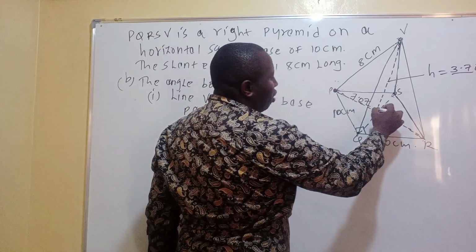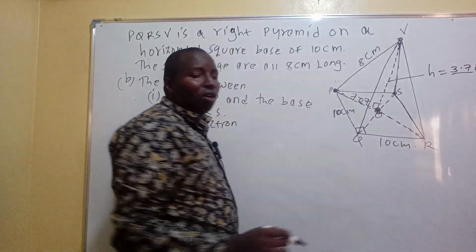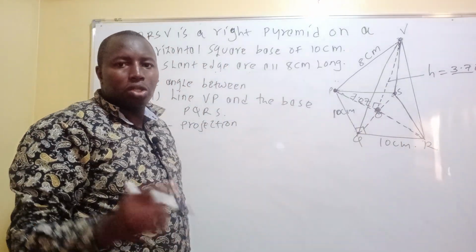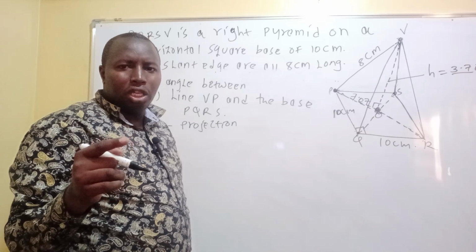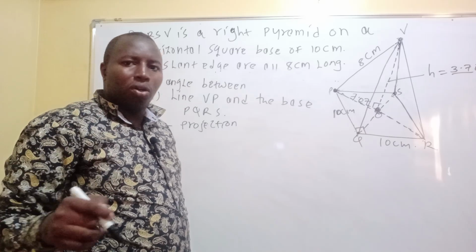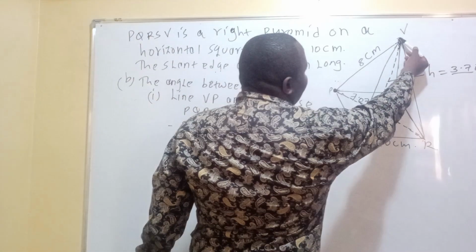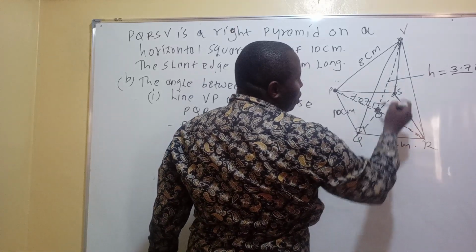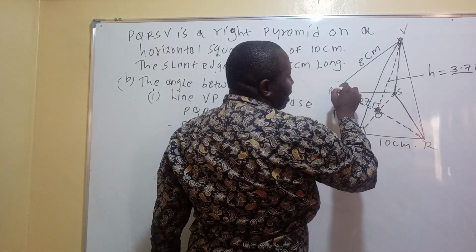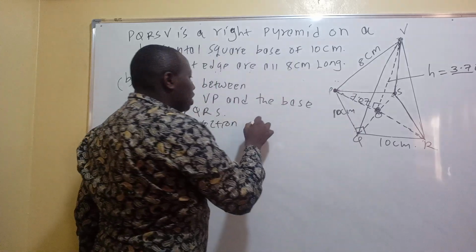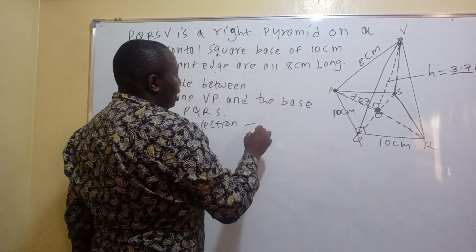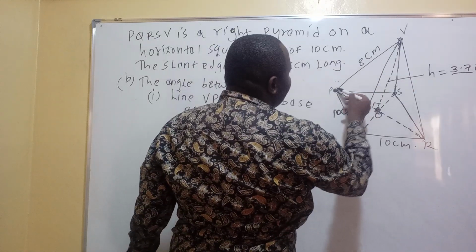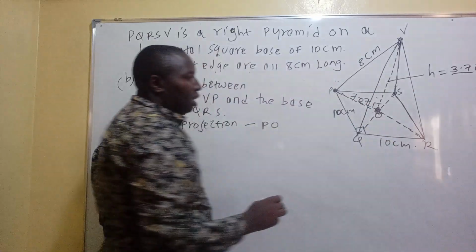So where does it make an angle of 90 degrees? It makes an angle of 90 degrees at VOP. So this was the angle between a line and a plane. You are likely to get a right angled triangle. Where does this V cast its shadow? At point O. So this VOP is 90 degrees. Therefore, the projection of VP on the base PQRS will be PO, because it makes an angle of 90 degrees there.